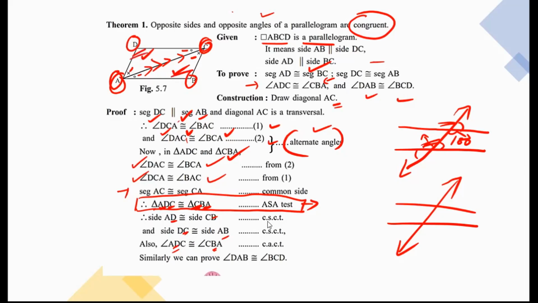तो हमको प्रूव करना था, हो गया. Similarly, we can prove DAB is congruent to BCD, this one. How? We are adding this 0 and cross, दोनों साइड पे congruent angles को add किया. So naturally we can say that in this case, one second.